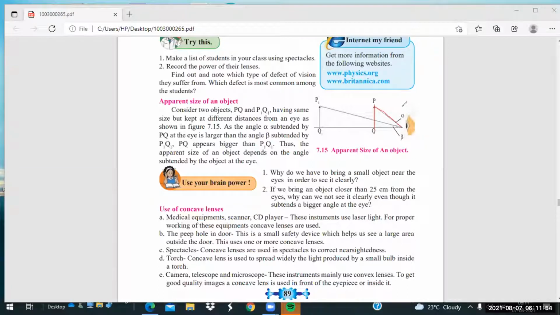So the angle subtended by PQ at the eye is larger than beta. Beta means we are talking about P1Q1. So one angle will be formed when we are talking about it. We get one angle, that is beta, and you can see this angle is bigger than this angle. Easily we are getting it.